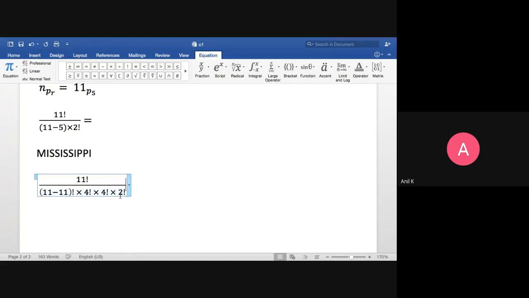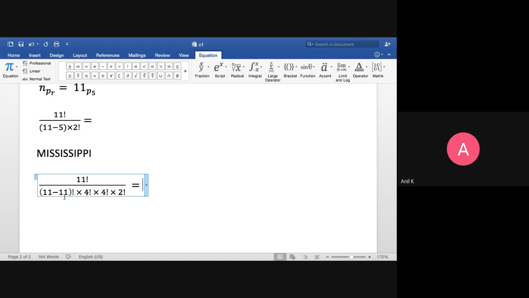Now here the question arises. 11 minus 11 is going to be 0. What is 0 factorial going to be? If 0 factorial is 0, then the denominator is 0, it is undefined. If it is undefined, it means you cannot make any words with Mississippi, other than Mississippi itself. Is that true? We can generate other words, right? So 0 factorial is not going to be 0. 0 factorial is going to be 1.